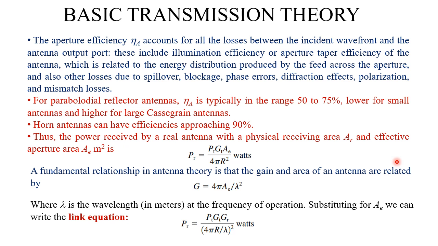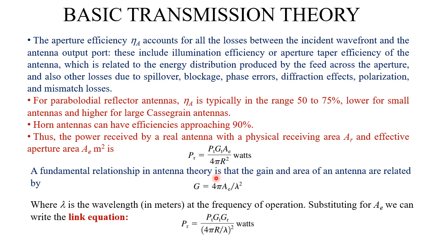So the power received by a real antenna with a physical receiving area AR and effective aperture area AE meter square can be written as flux density PT GT by 4 pi r square into AE, right? So PR equal to PT GT AE divided by 4 pi r square watt.